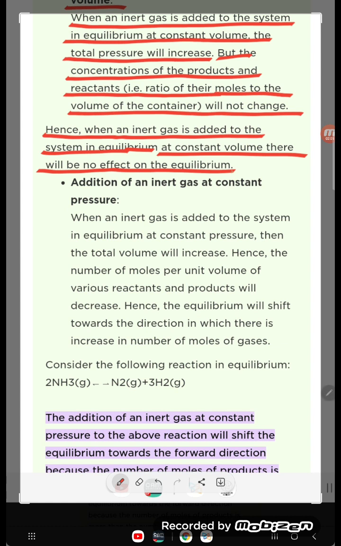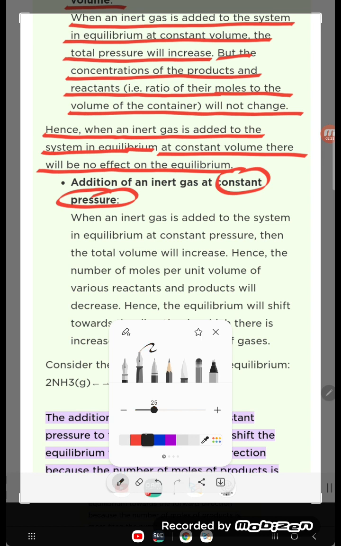Now at constant pressure, if you are adding anything, the volume can change. So the volume is getting increased. Volume increasing means the equilibrium will shift in the direction where the number of moles is higher. So let's read this one.